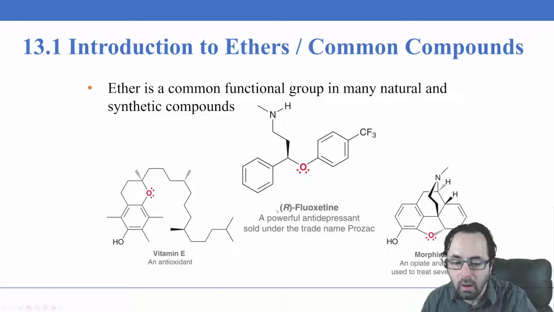Ethers are extremely common in biomolecules. We got vitamin E here with an ether in it. Fluoxetine is an antidepressant. It's called Prozac as the trade name. Or morphine here, a painkiller medication that also contains an ether. Lots and lots of ethers.